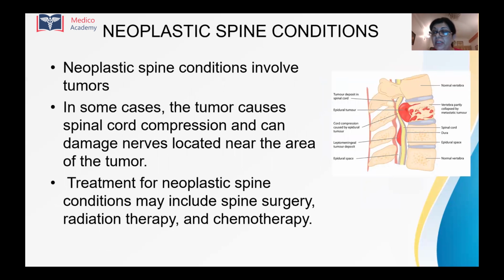The neoplastic spine conditions may involve tumors, which may be benign or cancerous, located in the spinal region, most commonly in the vertebra and spinal cord. In some cases, the tumor causes spinal cord compression and can damage the nerves located in the area of the tumor, causing neurological problems and paralysis.